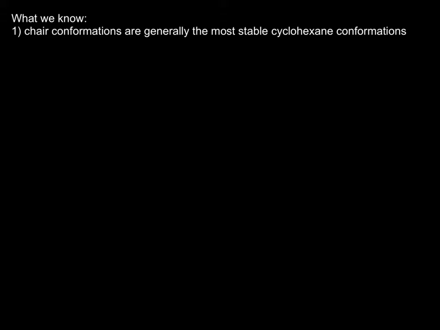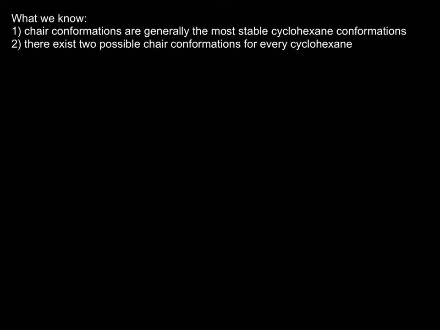The first thing we've learned already, based on looking at those Newman projections, is that chair conformations are generally the more stable cyclohexane conformations. Compared to boats, in general, these are more stable. Secondly, for every cyclohexane, we have one structure, and then we can flip it. We do that ring flip where all of the axials become equatorials and all the equatorials become axials. Therefore, there are two different possible chair conformations for every single cyclohexane.